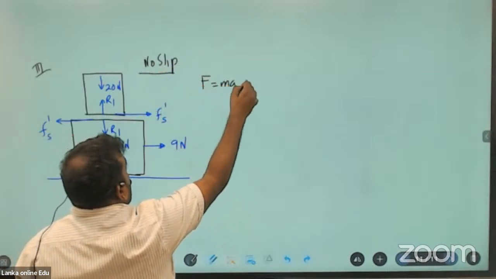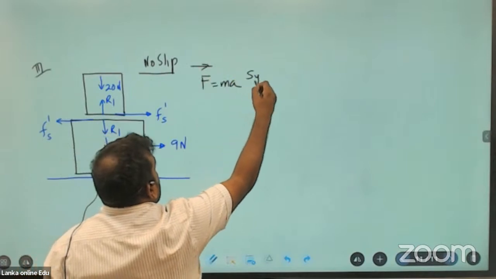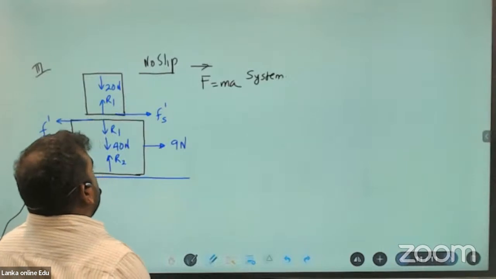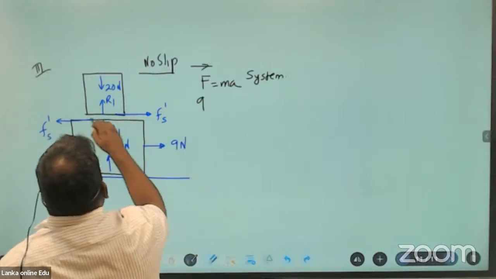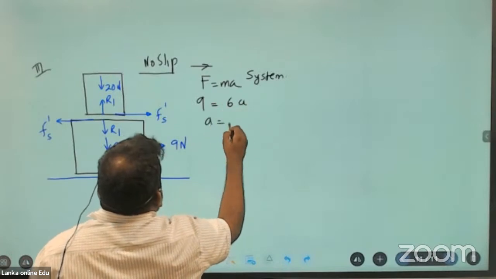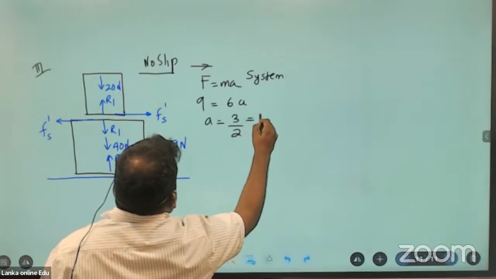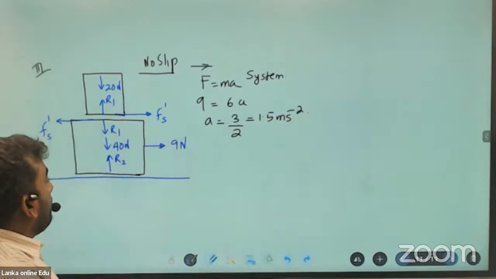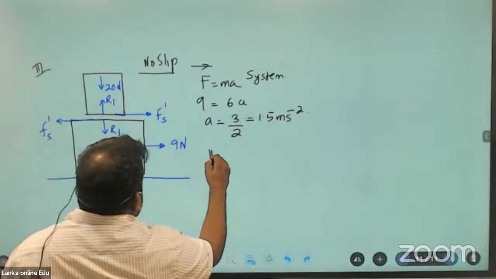Apply F equal to ma completely for the system. If you apply it completely for the system, the static friction will cancel off. Here the total mass is 6 times acceleration. Acceleration is 3 divided by 2. The answer is 1.5 m/s². Then you apply F equal to ma.